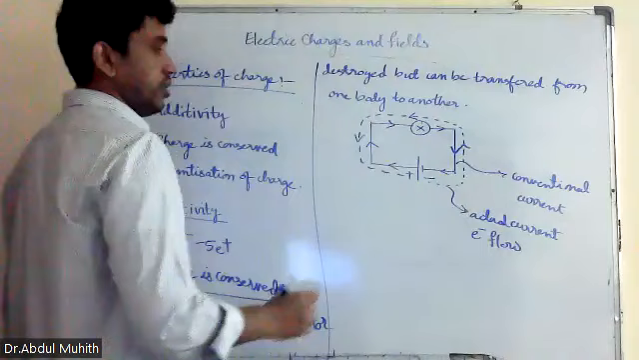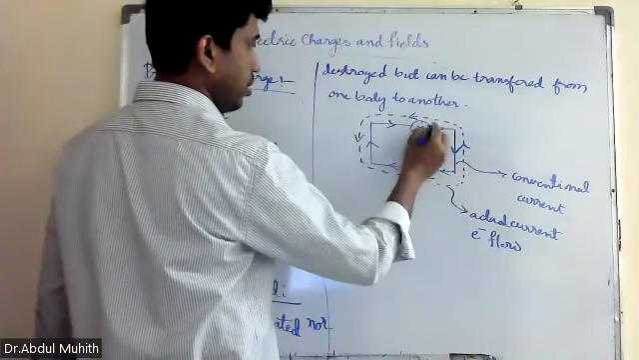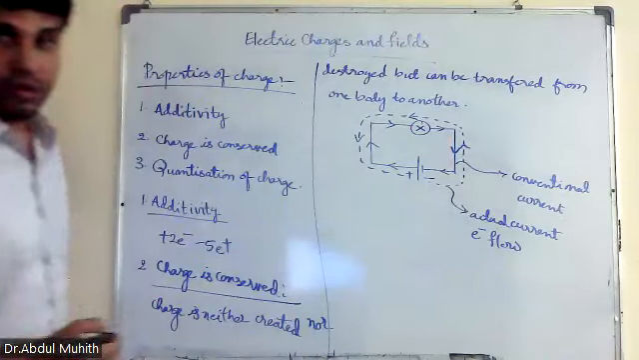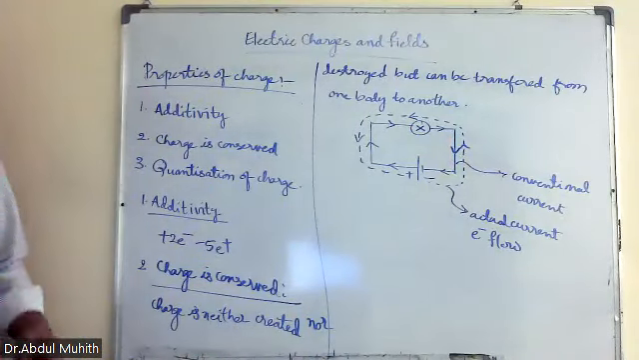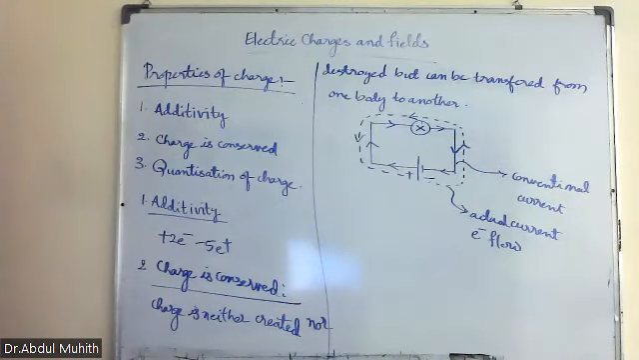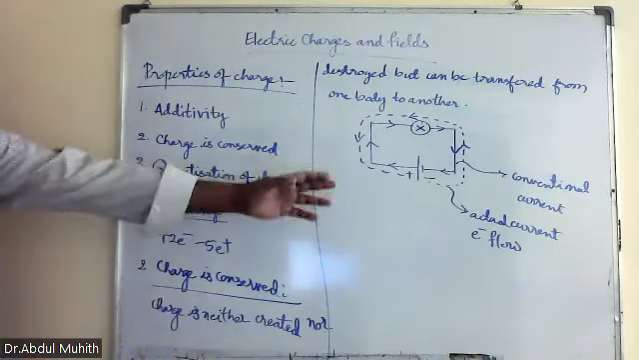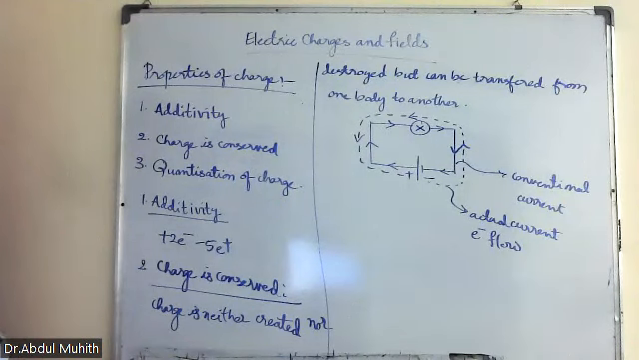When electrons are flowing, what will happen to the electrons in the bulb? I think the electrical energy is converted to heat energy. Charge is neither created nor destroyed, but can be transferred from one body to another. So we have two flows, conventional flow and actual flow.